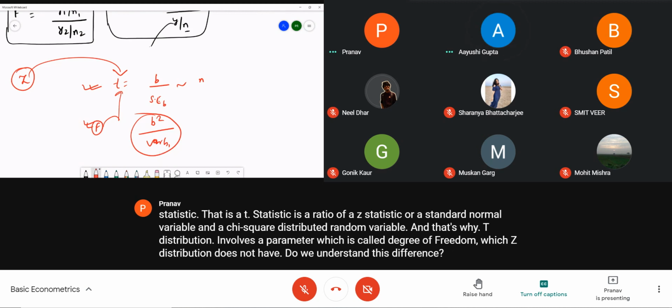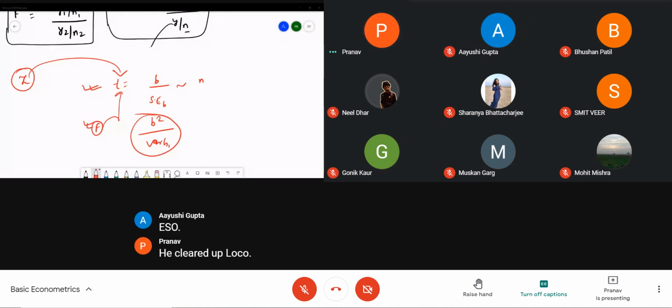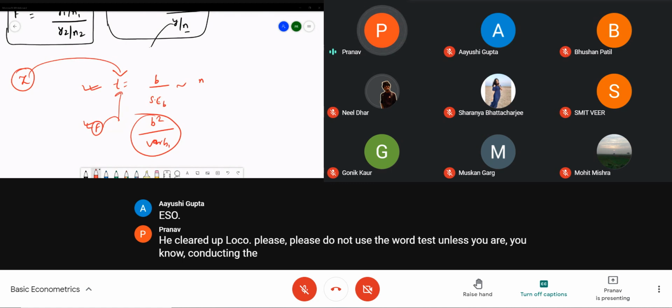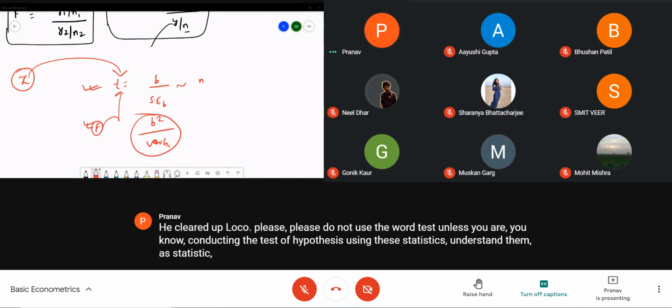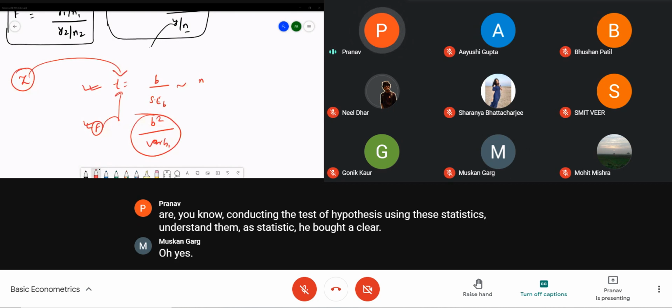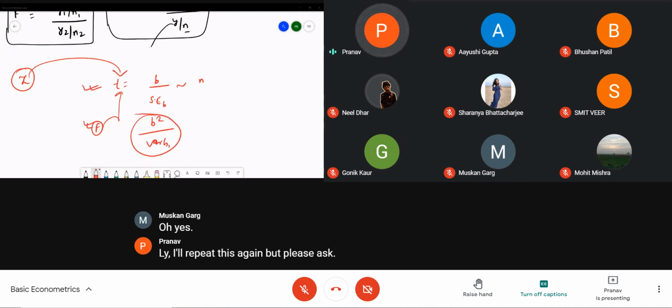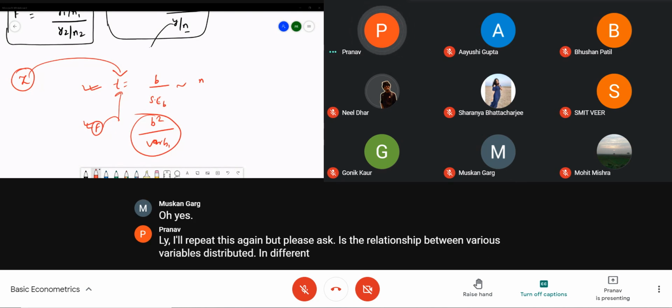Yes, sir. Is this clear to you? Please do not use the word test unless you are conducting a test of hypothesis using these statistics. Understand them as statistics. Are these things clear to you? Yes, sir. Not clear? I'll repeat this again, but please ask. Is the relationship between various variables distributed in different distributions clear to all of you?